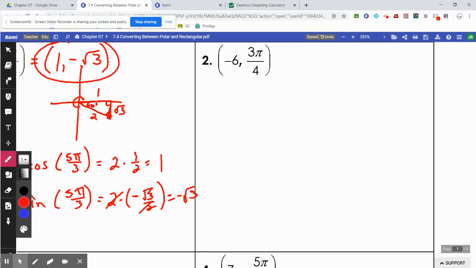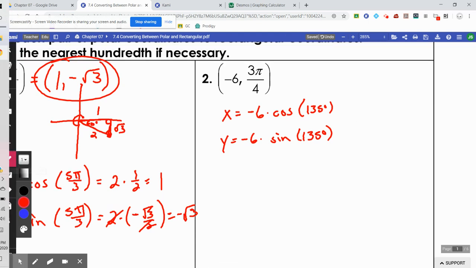The relationship is x is going to equal r times the cosine of theta, in this case 3 pi over 4. And let's go ahead and change that to degree measures. Pi over 4 is 45, so 3 of those will be 135 degrees. And our y value will be negative 6 times the sine of 135. 135 is in the second quadrant. It has a reference angle of 45 degrees. All students take calculus. The only thing that's going to be positive is sine.